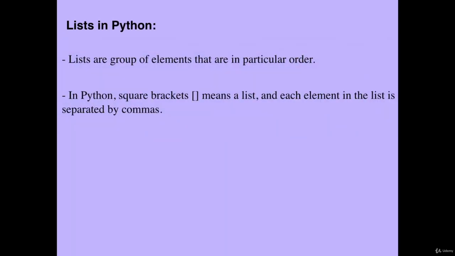Lists are a group of elements that are in particular order. In Python, square brackets mean a list, and each element in the list is separated by commas.